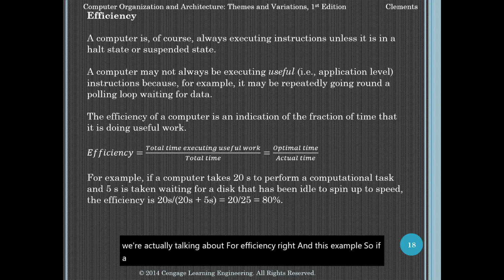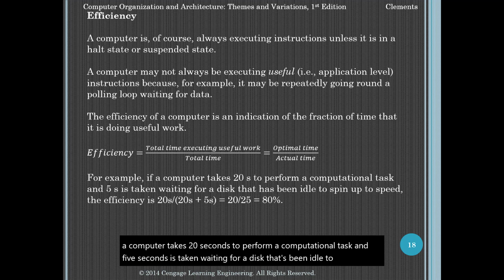In this example, if a computer takes 20 seconds to perform a computational task and 5 seconds is taken waiting for a disk that's been idle to spin up to speed, then the efficiency is 20 seconds over 20 seconds plus 5 seconds, which equals 20 over 25, which gives us 80%.